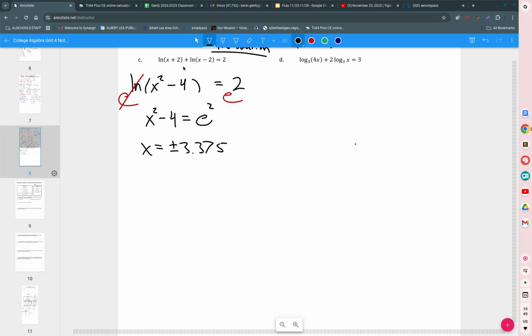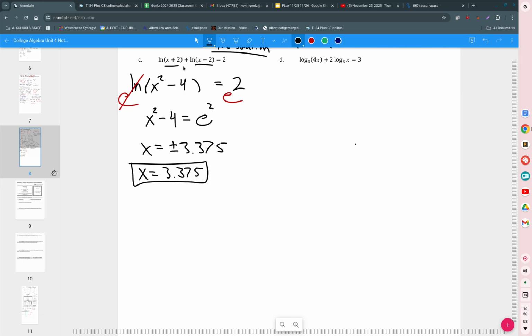If I plug in 3.375, do I get the logarithm of a positive? Yeah. If I plug in negative 3.375, do I end up with a logarithm of a positive? No. So x can only equal positive 3.375, not the negative. Last problem, you try letter D on your own. What can you come up with?